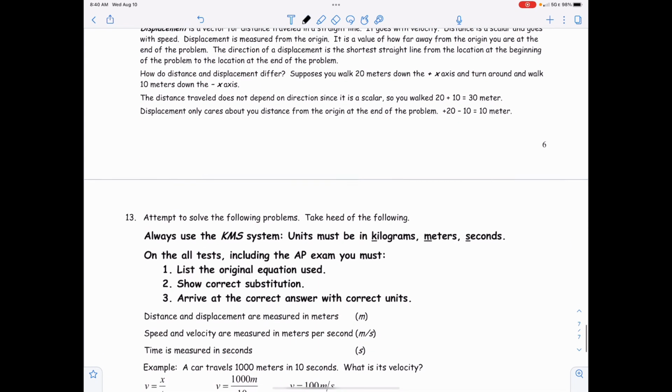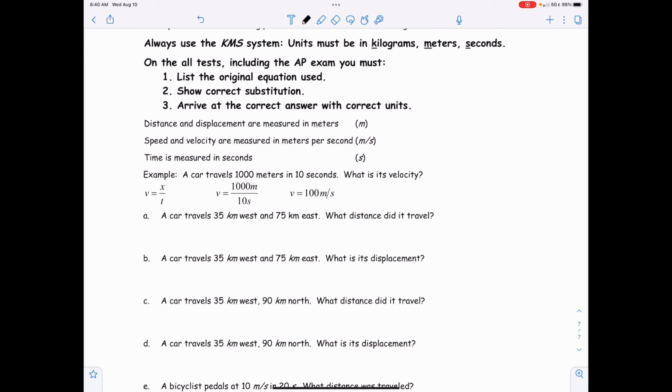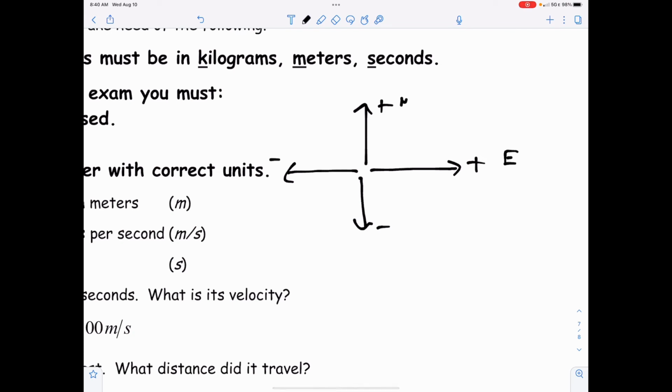Okay, so let's take a look at how this would apply. Okay, letter A. A car travels 35 kilometers west and 75 kilometers east. What distance did it travel? Well, I think what's probably best to do is keep our reference frame consistent with what you've learned in math class up until now. In other words, let's have positive directions going to the right and going up. We'll have negative directions going left and going down. That means on a map, that would of course be east, north, south, and west as well. Okay, keep that in mind.